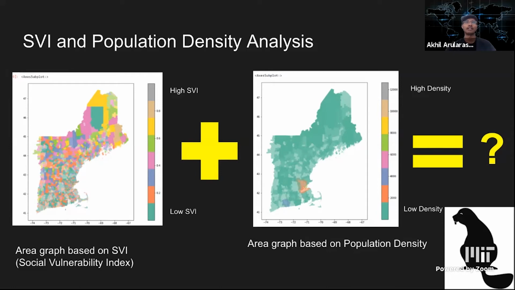So as you can see, on the left, we graphed SVI. The gray, the gold, and the yellow regions are higher SVI, while the turquoise, orange, and blue regions are lower SVI. On the right-hand side, we graphed based on population density. And so what do we get when we combine these two? We'll see on the next slide.